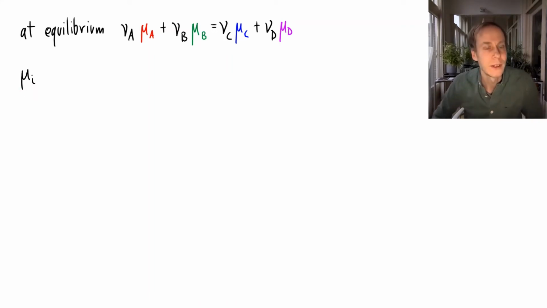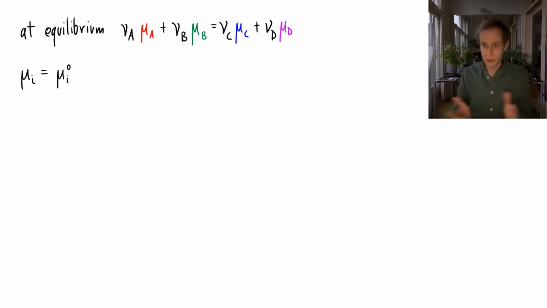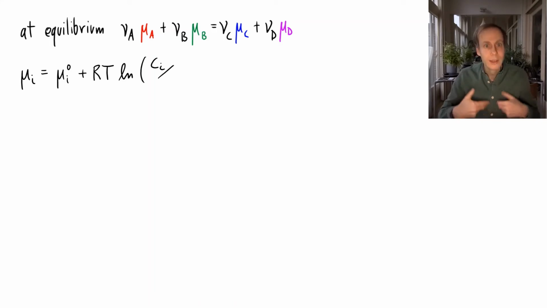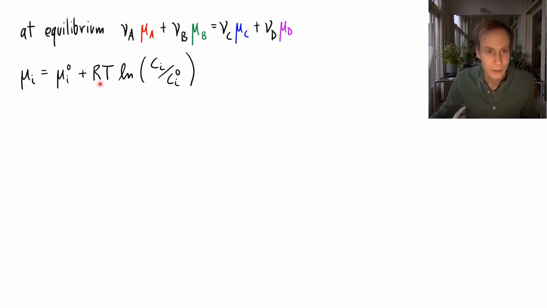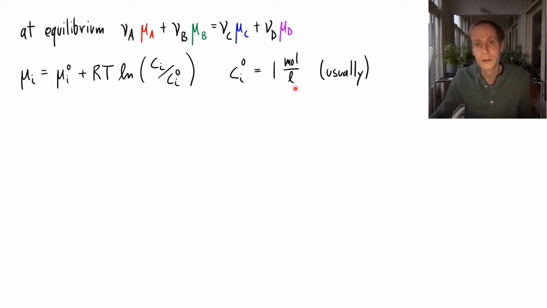We found that the chemical potential of component i can be expressed by the chemical potential of component i at standard conditions, plus that logarithmic term that gives the concentration dependence of the chemical potential. So that logarithmic term times the gas constant and the absolute temperature. That's the concentration dependence that tells you how much the chemical potential is different from the standard state, basically. At the standard state, the concentration is usually 1 mole per liter, right?